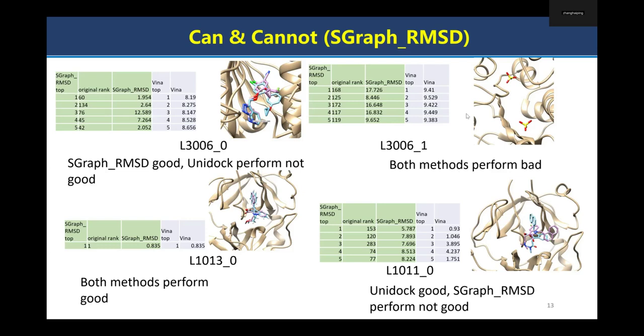Then we also checked this L string 0061. In this case, both methods perform badly, and I checked why this is so difficult, and I found that it is an iron-like very small ligand, and this may be a highly non-specific ligand. It can bind to anywhere. So that's understandable. Both methods predicted not well.